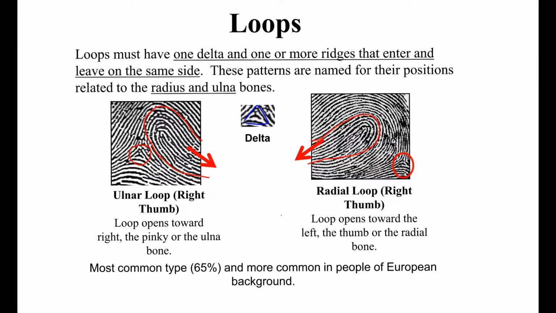This is going to be your most common type of pattern. Anywhere between 60 and 65% of people have loop patterns, and it's more common in people of European ancestry or European background.